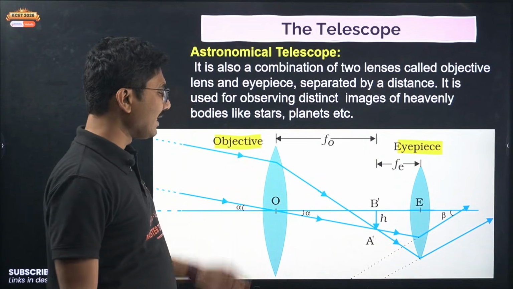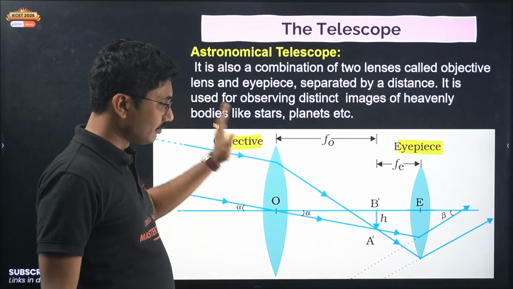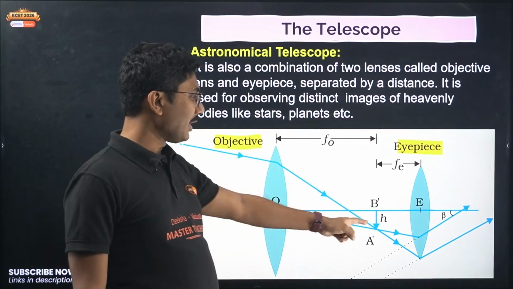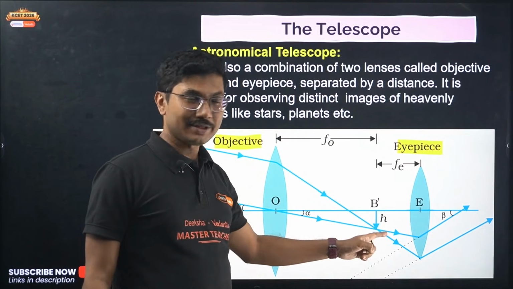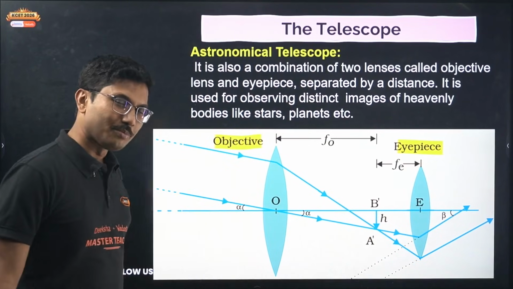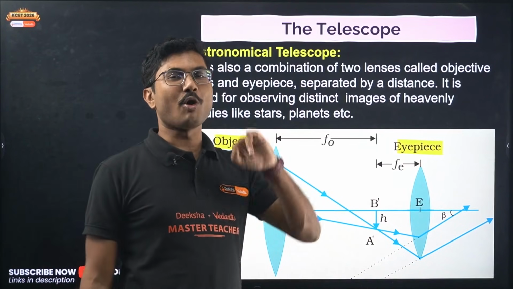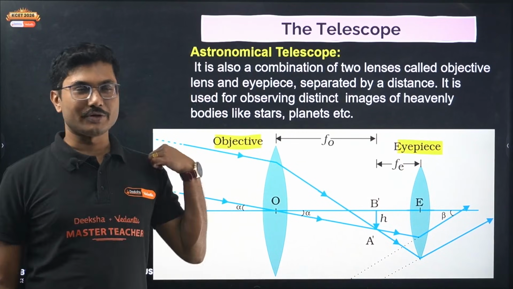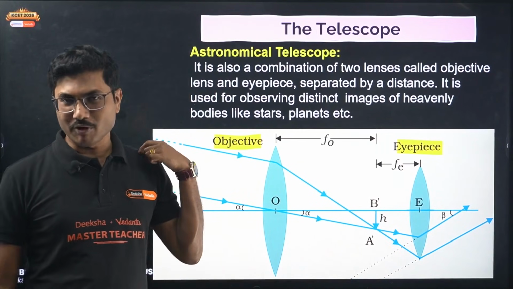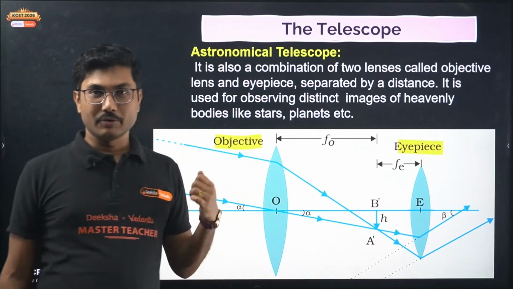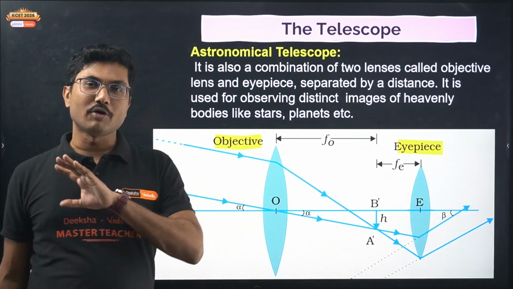Now if you see, in the case of a telescope also, we have the objective lens forming a real and inverted image, and the eyepiece forming a virtual and inverted image. So in both cases, be it microscope or telescope, the intermediate image is real, that is, the objective lens always forms real images. Okay, the final image is virtual for both cases.